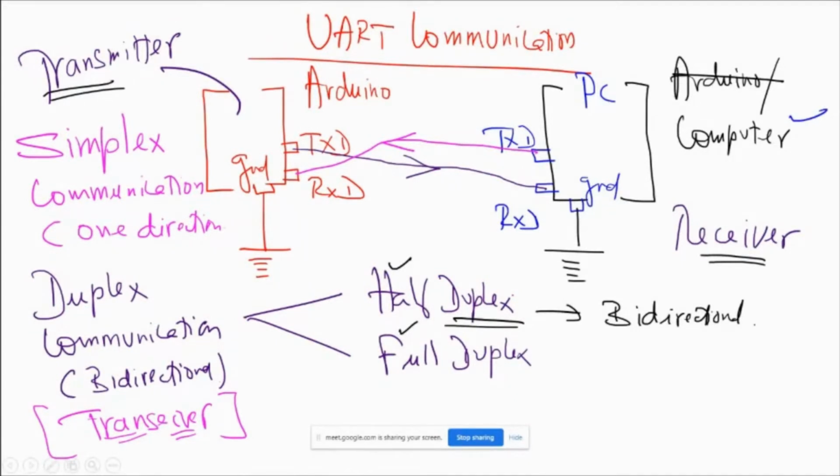Meaning, both the transmitter and the receiver will start transmitting data at the same point in time. When this fellow is transmitting data, this fellow will receive. And when this fellow is pushing data, this fellow is also pushing at the same time. It is called full duplex. Both the transmission and reception of data will happen at the same point in time.